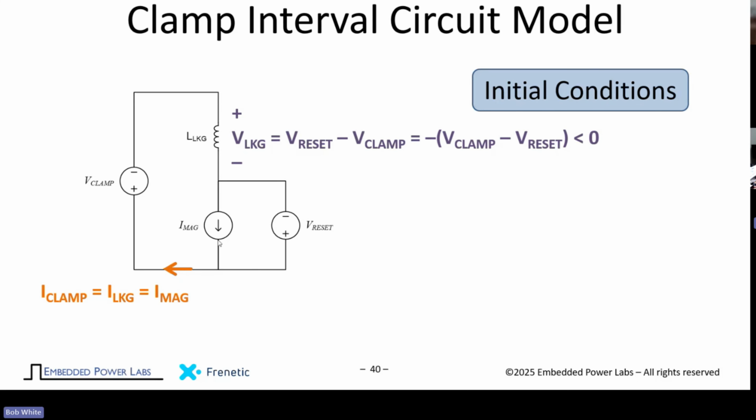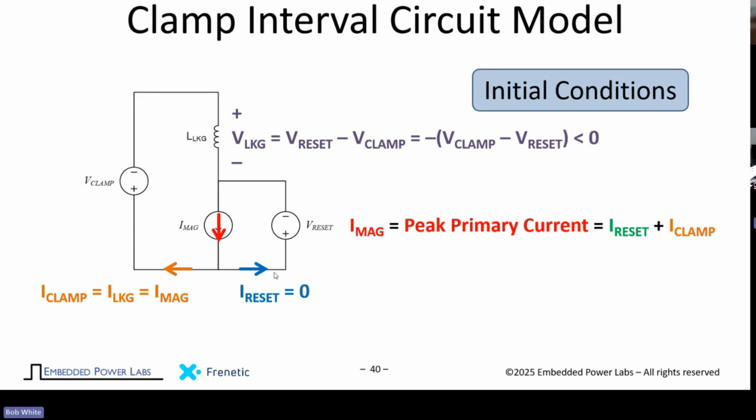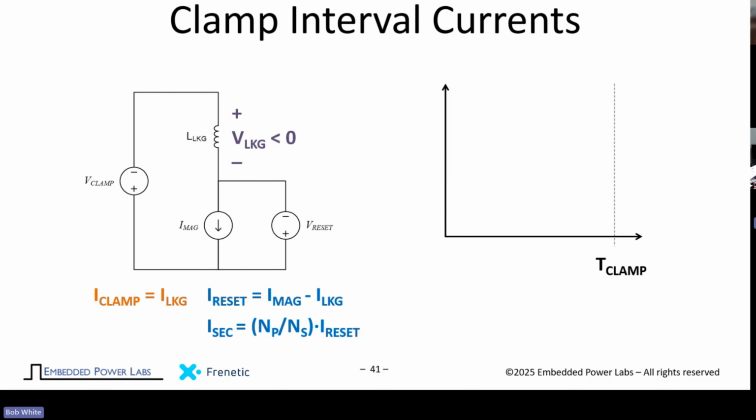Okay? But we initially start out with just current flowing in this loop. There's nothing going to the secondary. That's the initial condition. So the current here and here and here is all the same. But now, because the voltage across here is negative, we're going to drive that current down. V equals L di/dt. That voltage is negative, so di/dt is going to be negative.